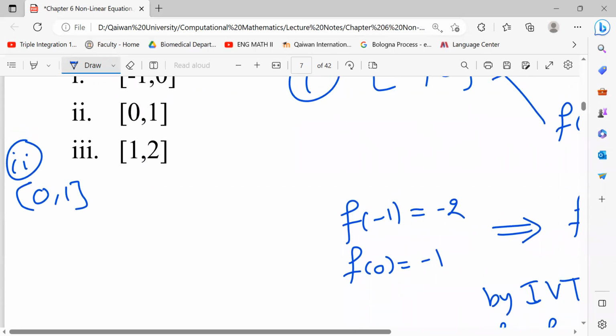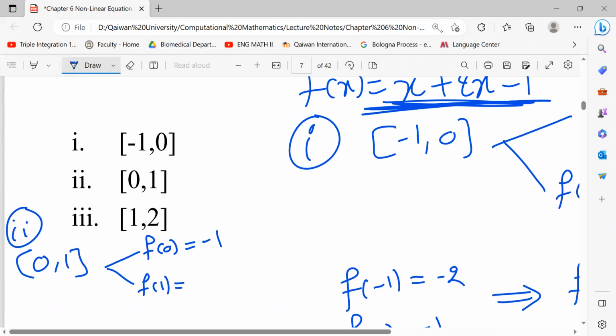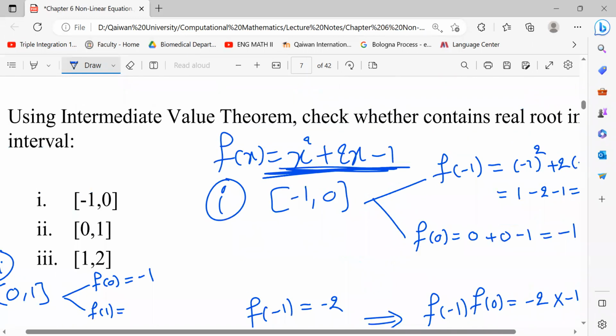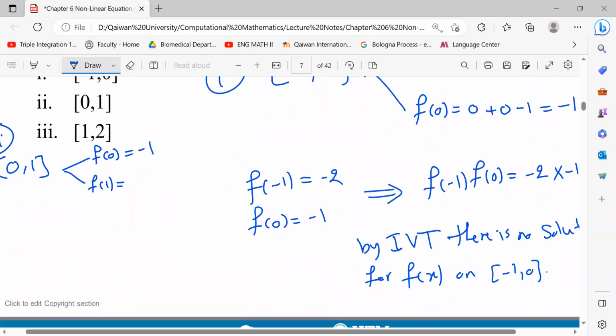For this one, we need to find f of 0. F of 0, we already found that it's -1. Okay? F of 1, look, what's f of 1 here? We just replace x by 1. We get 1 squared plus 2 times 1 minus 1, and it is 2.